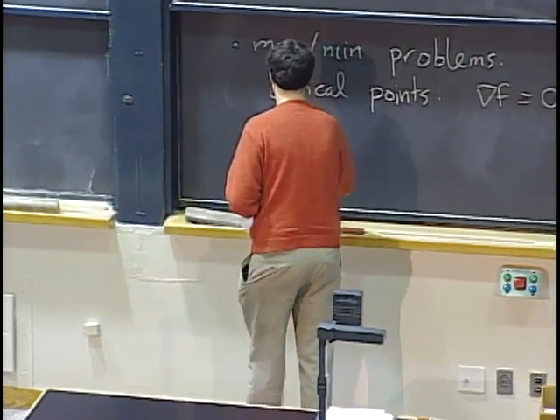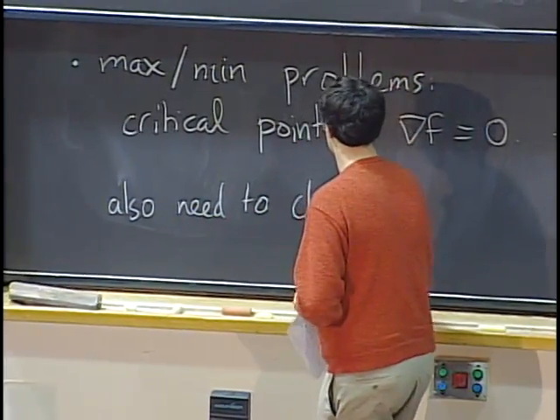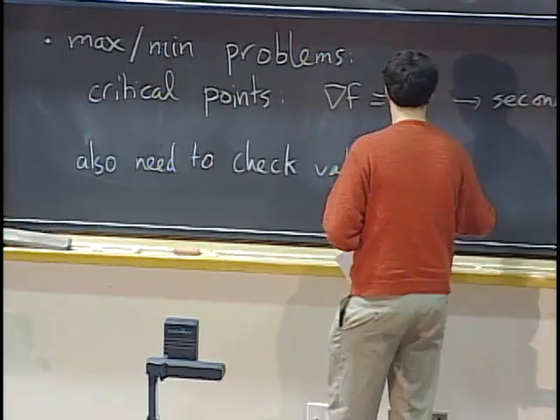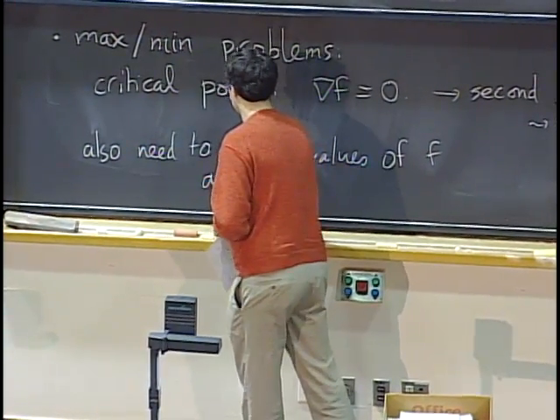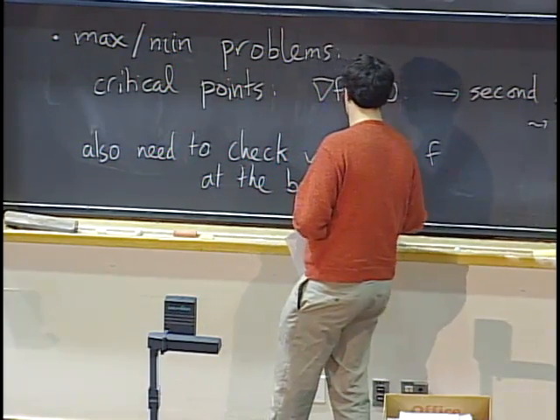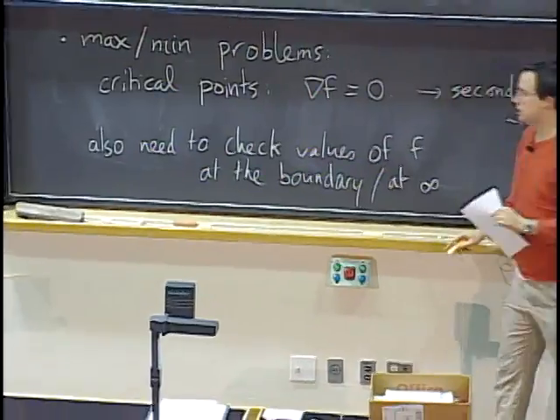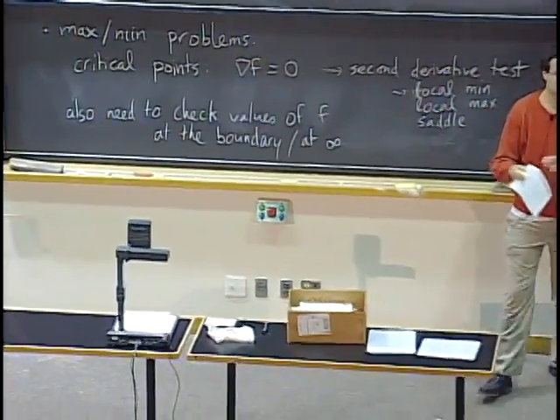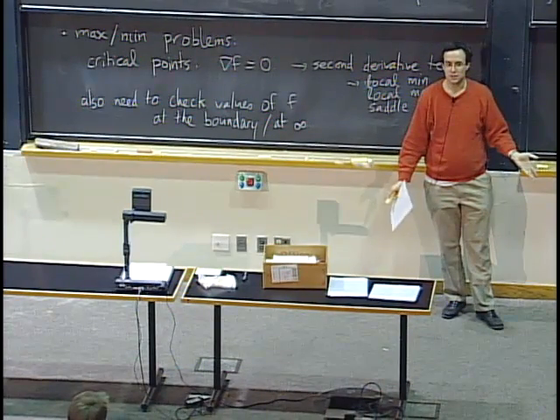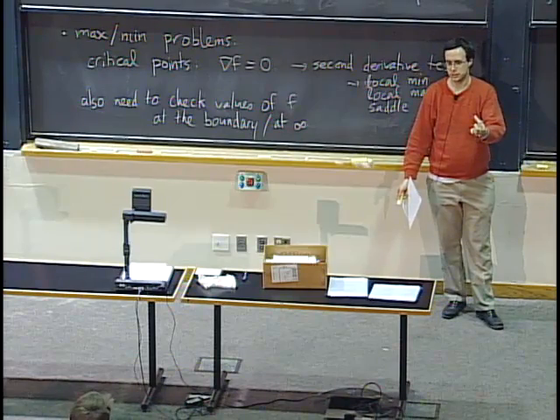So we also need to check the values of f at the boundary of its domain of definition or at infinity. Just to give you an example from single variable calculus, if you're trying to find the minimum and the maximum of f of x equals x squared, well, you'll find quickly that the minimum is at 0, where x squared is 0.